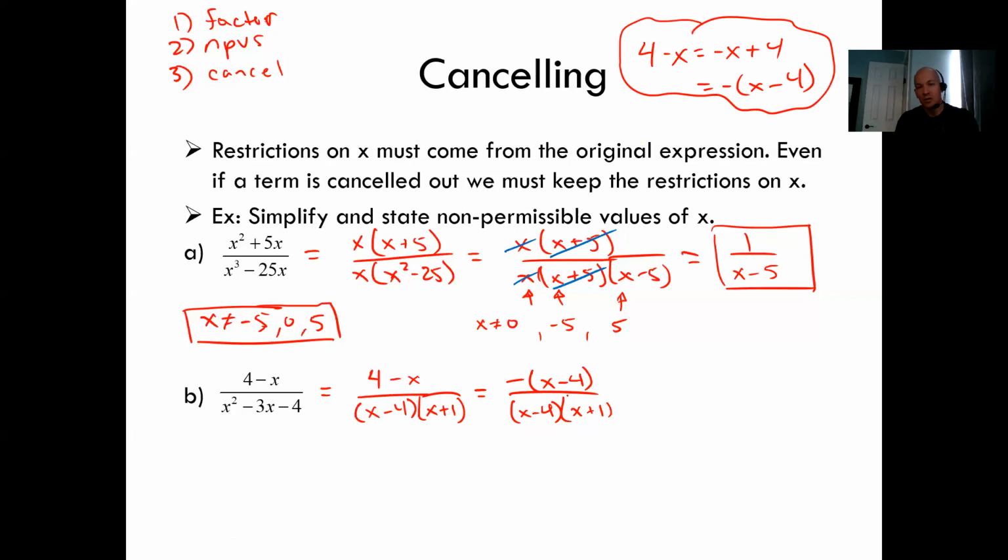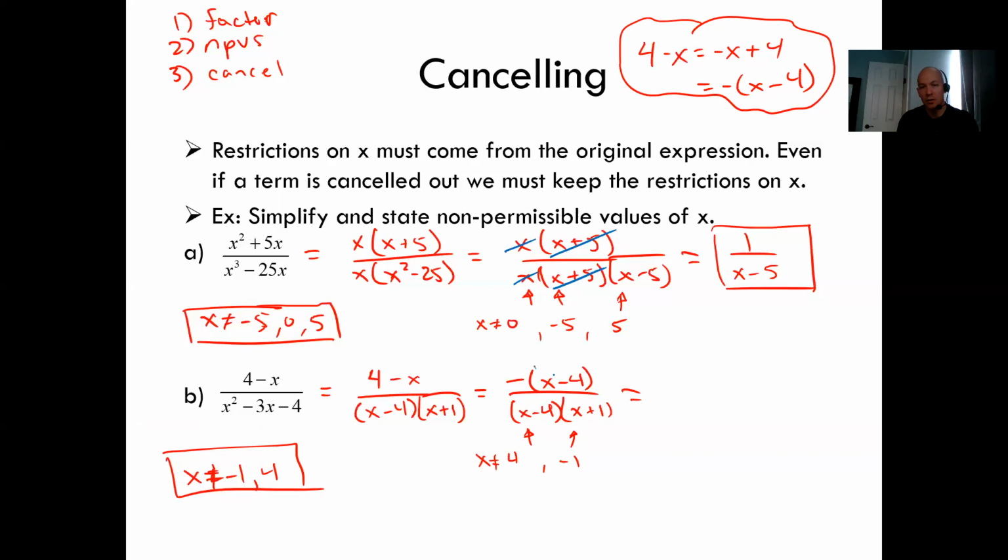Now before I start crossing things out, so I factored first, now I want my NPVs. I can see that x cannot be equal to 4, and x cannot be equal to -1. So somewhere off on the side, I'm going to write that x cannot be equal to -1 or 4, put a little box around that. And then I'm going to cross things out with my amazing blue pen crossing.